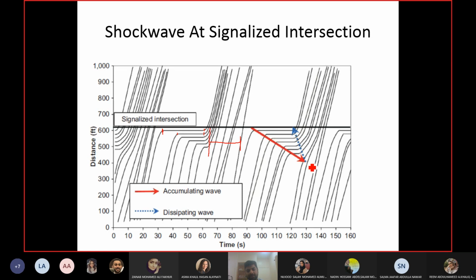Okay, and they will move continuously. Then you can see here, after that there is no stoppage. So this is the dissipation of the queue. So dissipation of the queue is measured from the last to the first, and accumulation is measured from the first to the last.